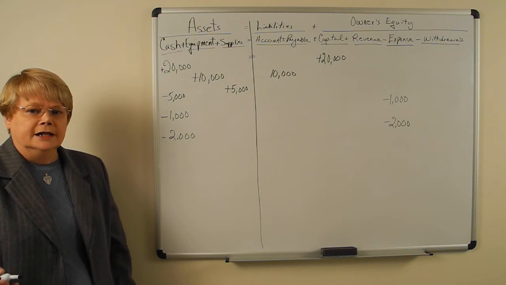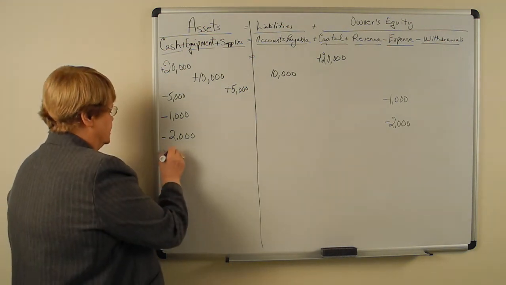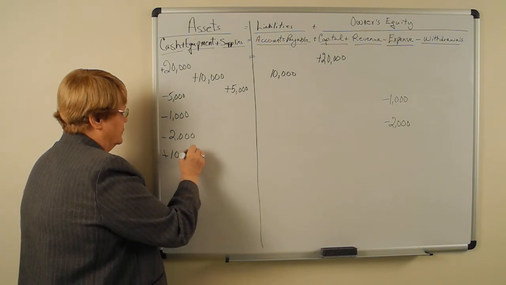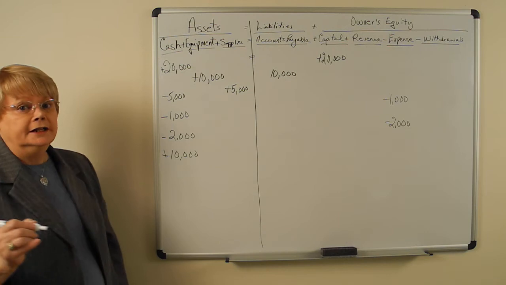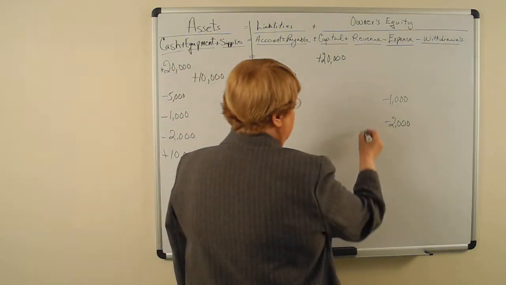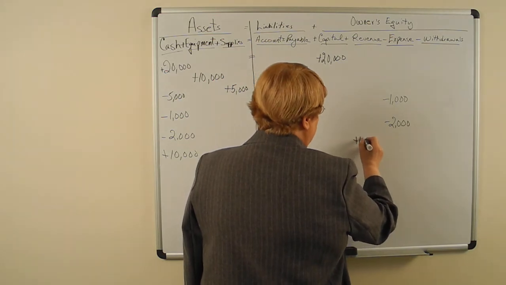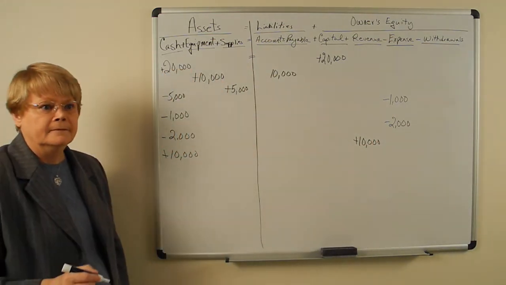Okay, now I go out and take some pictures and I make some money. So I take in, let's say, $10,000. Okay? I take that in cash, but now that's revenue. So I'm going to go over here and put this under revenue. And remember, revenue is a plus to owner's equity, so we add it over there.